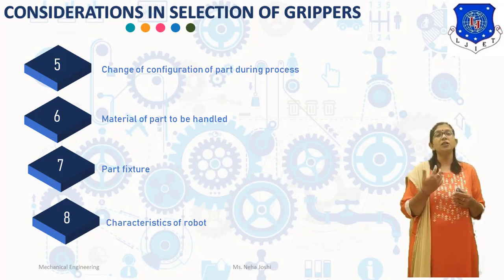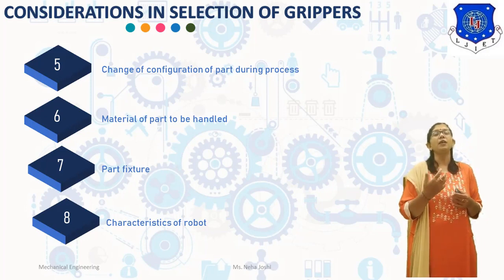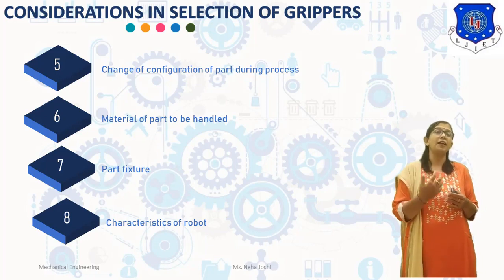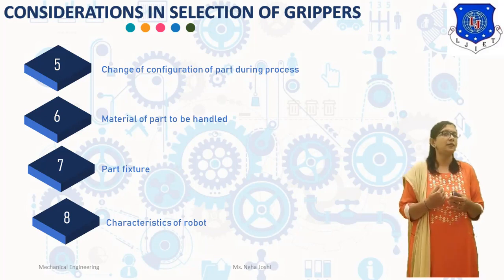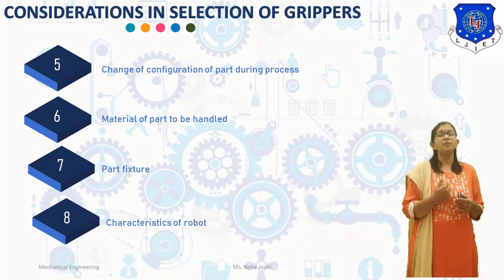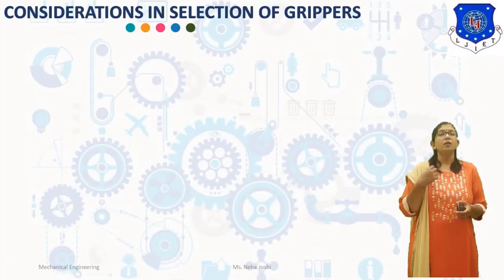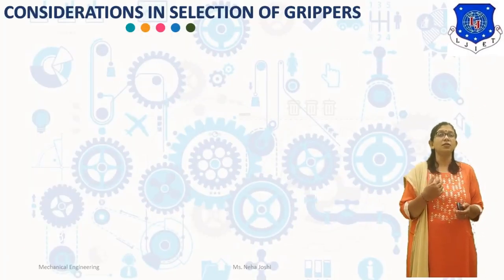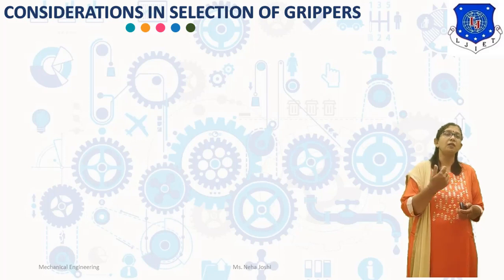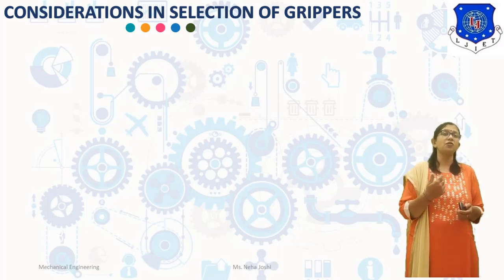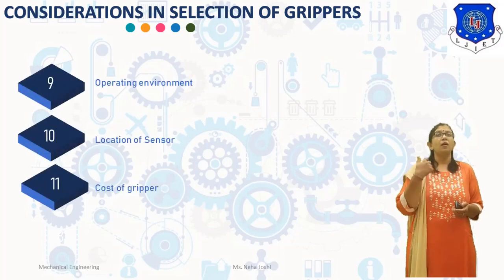The next consideration is material of part to be handled. Depending on the material of the part, different grippers are used. For example, for ferrous parts, magnetic grippers are preferred. The next consideration is part fixtures, and the next one is characteristic of the robot. Now the next consideration is selection of robot.